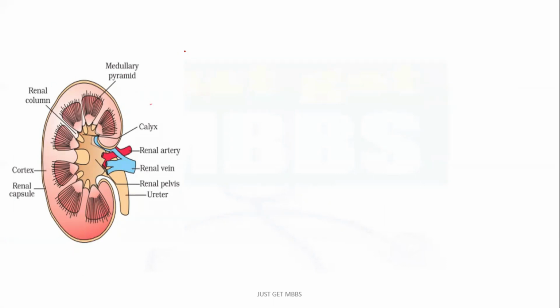Now, as far as the organ is concerned, the first point that you must know is that it is covered by a tough capsule. So the outer aspect of the kidney is covered by a tough capsule and it extends from T12 to L3 vertebra. These are two important anatomical points that you must know with respect to the kidney.